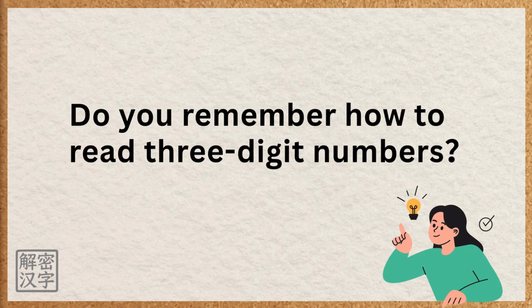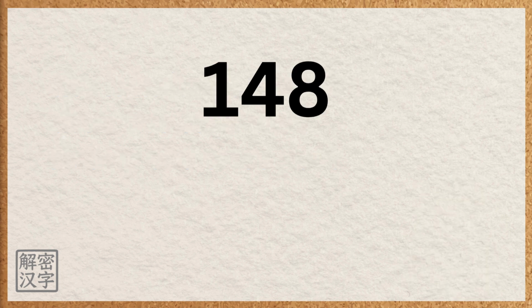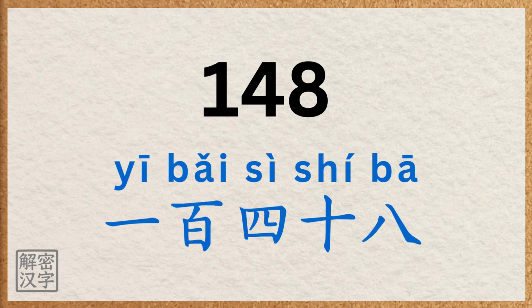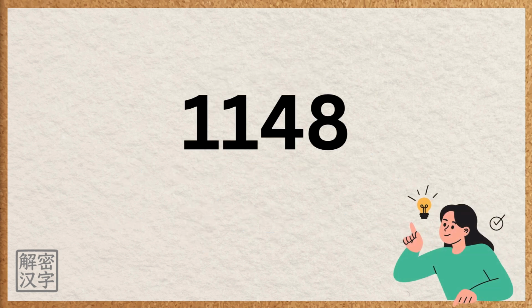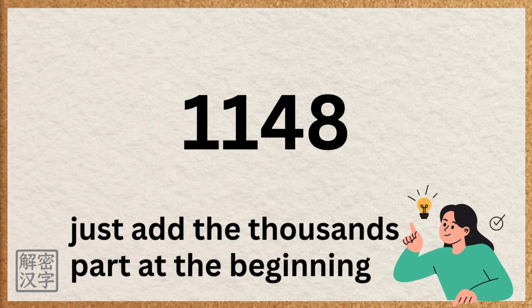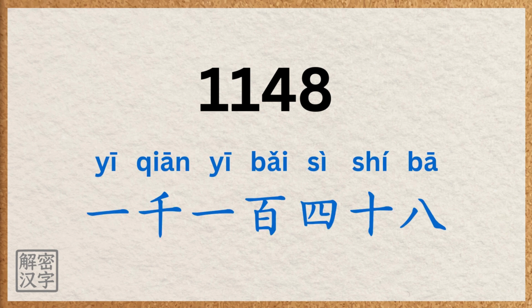Do you remember how to read three-digit numbers? It's super easy. You say the hundreds part first, then the tens part, and finally the ones part. For example, 148 is read as 148. So, how do we read 1,148? You're probably already figuring it out. Yes, we just add the thousands part at the beginning. So, 1148 is 1,148. Do you get it?